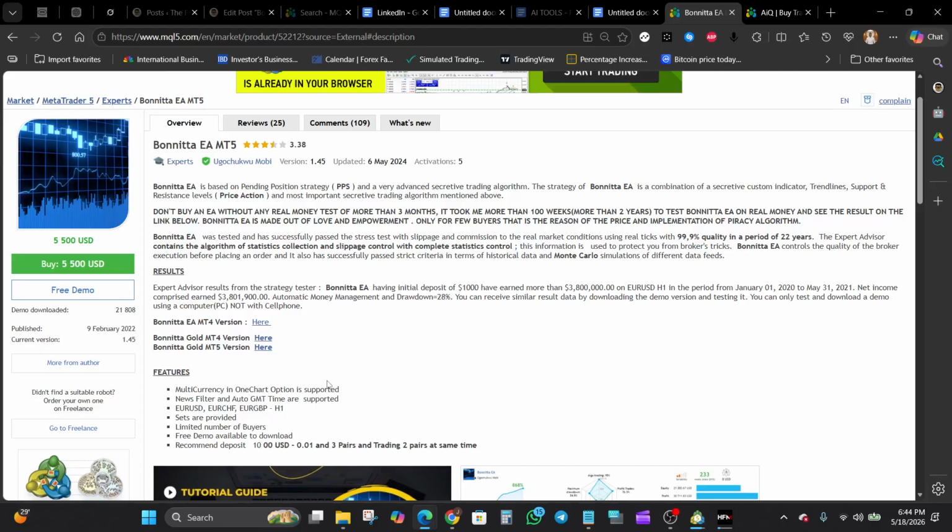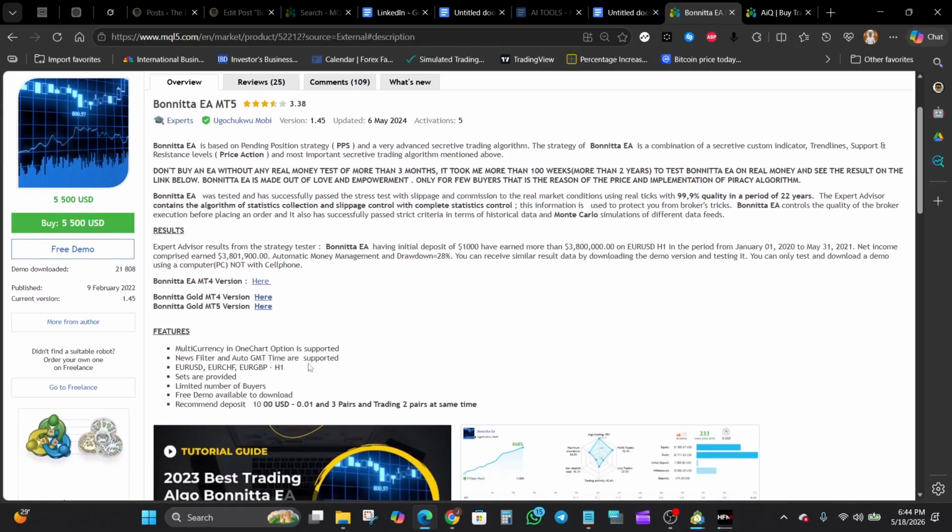Now, moving into the features section, I can see support for multi-currency operation in a single chart setup, which means it can manage exposure across more than one pair from one instance. There is also a news filter and automatic GMT time adjustment included, which helps align trading behavior with session timing and news-based volatility conditions.